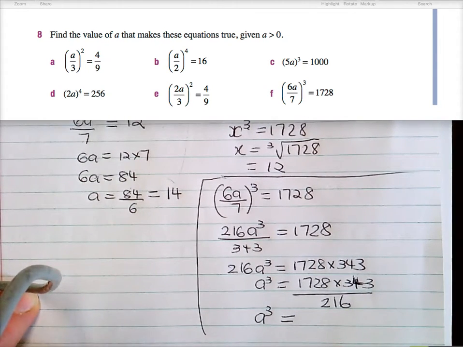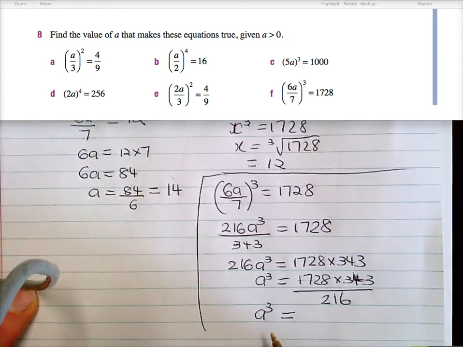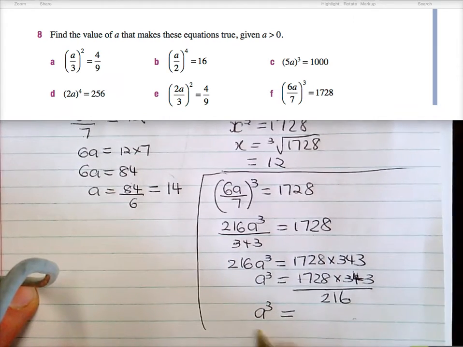It'll work, but has anyone worked that out? 1728 times 343 over 216? Anyone? Did anyone do it that way? Do you really want to do it that way? So you can work that out, and then you've got to go, a is the cube root of whatever answer you just got there.